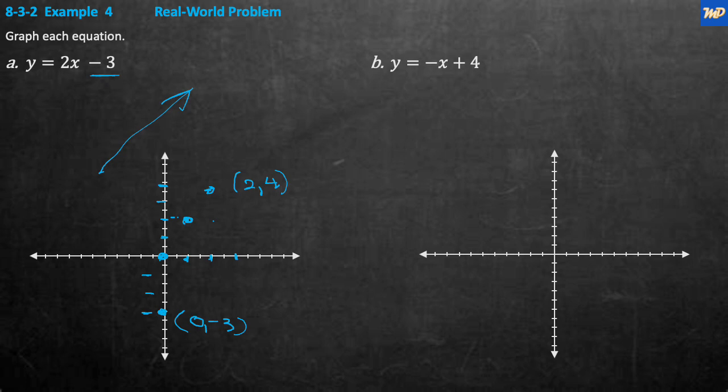So the slope of this line is 2. We know it's 2 because we calculated it that way. And if you draw the line through it, it's hard to draw this line, but there you go. As close as I'm going to get it. So there's the line. Upward sloping. Okay. Next graph. B. Y equals minus x plus 4.